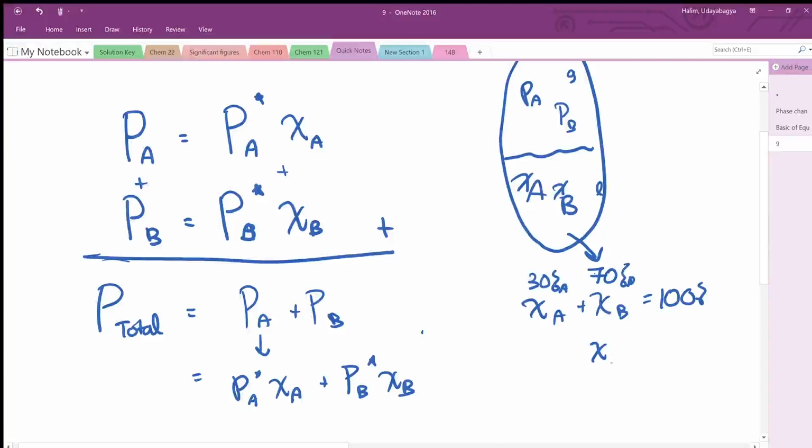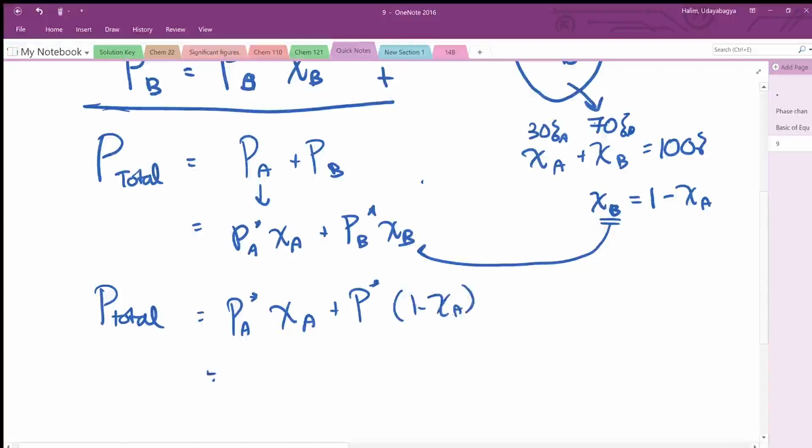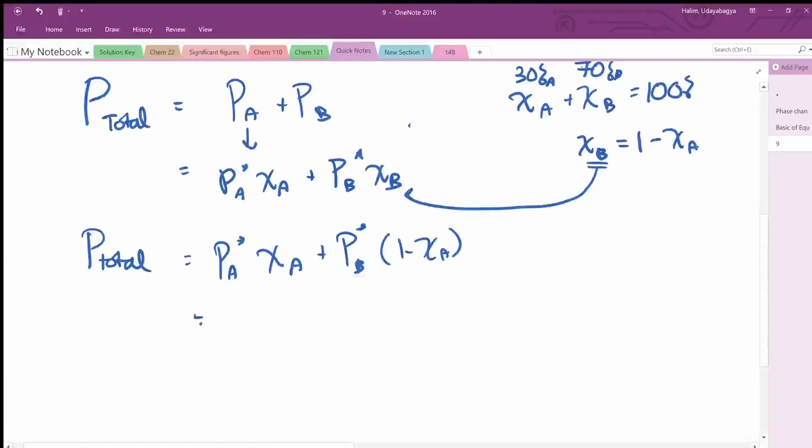Specifically, we're going to solve for the mole fraction of B, which is equal to 1 minus the mole fraction of A. The reason I want to write it in terms of B is that I'm going to substitute that in there. To rewrite it, P total is equal to PA star times the mole fraction of A, plus PB star times 1 minus the mole fraction of A. And if I simplify this even further, this will be PA star minus PB star, times the mole fraction of A, plus PB star. So this is P total.